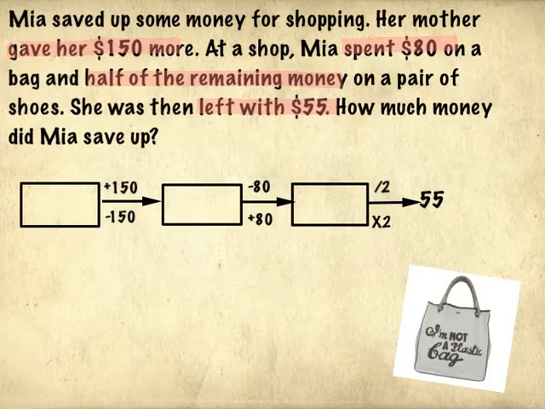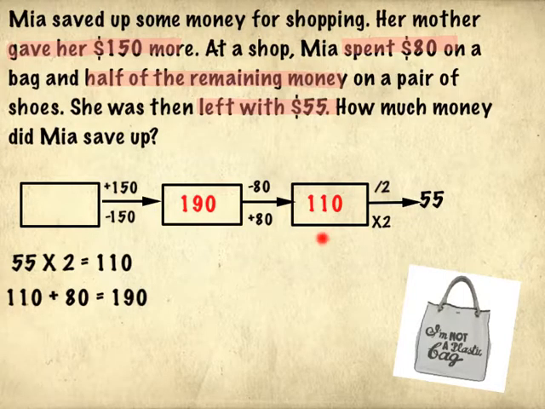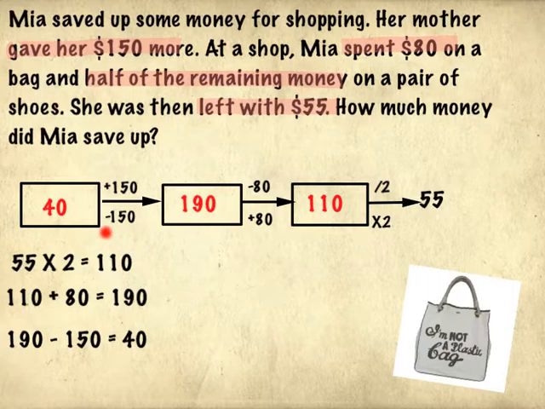Now I'm just going to find my 55 and reverse it. 55 times 2 is 110. So I know that box should have been 110. Then continuing, 110 plus 80 gives me 190. So this box should be 190. And 190 take away 150 gives me 40. So I can go back and check my answer now. Mia saved $40. Her mother gave her 150 more, and she had 190. She spent $80 on her bag, which gave her 110. She spent half of that money left over, and that left her with 55. So her answer is that Mia saved $55.